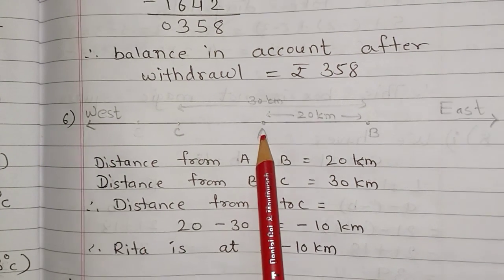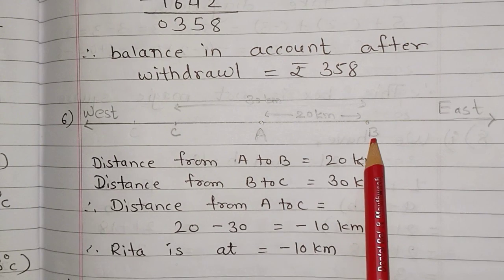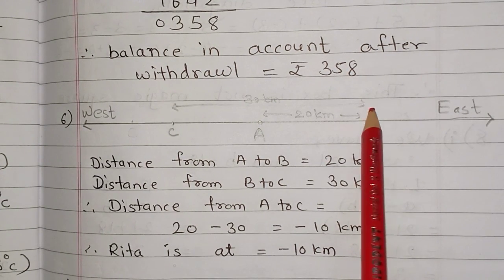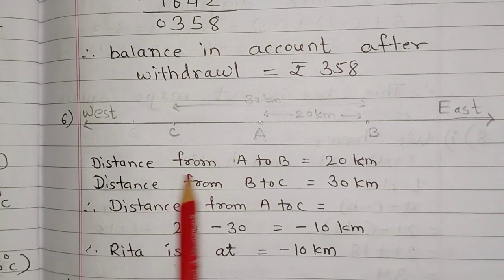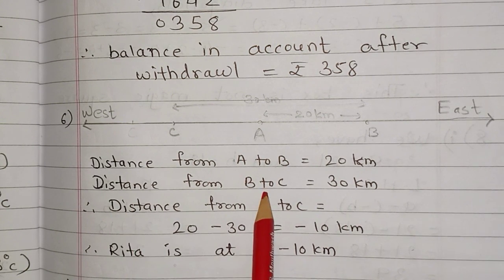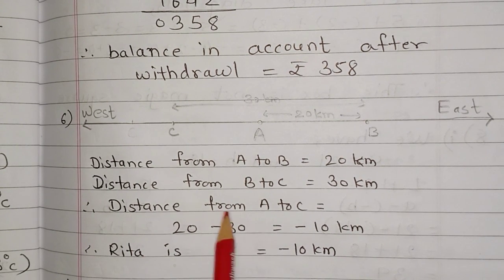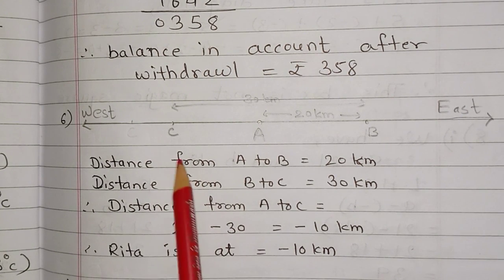Now, here is the point A. She went to the east side 20 kilometers, so she reaches at B, and from there she goes to the west side 30 kilometers and reaches the point C. Now distance from A to B is equal to 20 kilometers and distance from B to C is 30 kilometers. So total distance from A to C, 20 minus 30, that is equal to minus 10 kilometers. So Rita is at minus 10 kilometer position now.